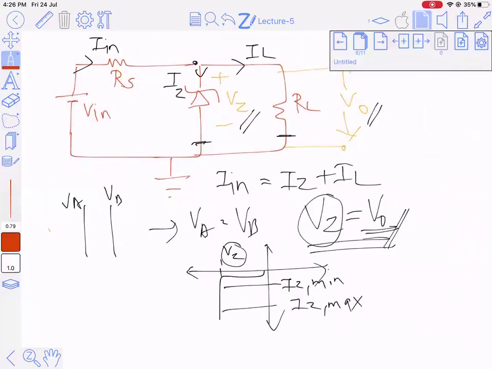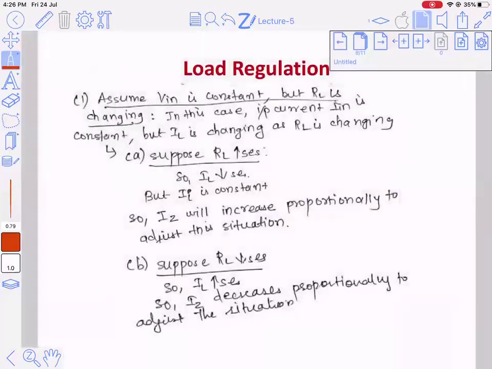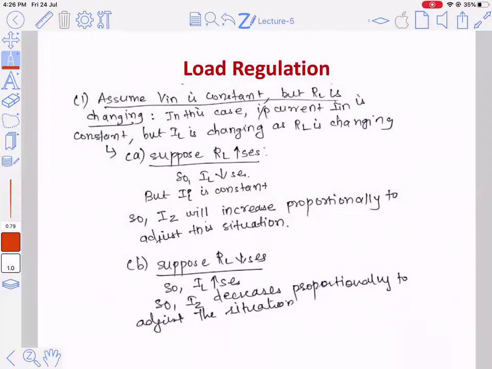Now let us understand how it is acting as a regulator. So first, I'm going to talk about load regulation.